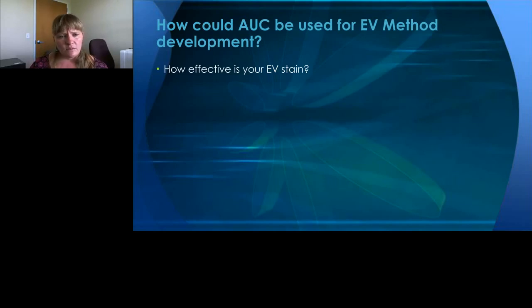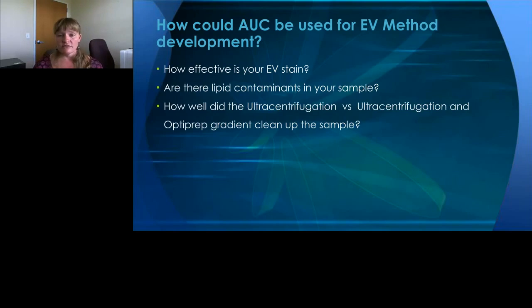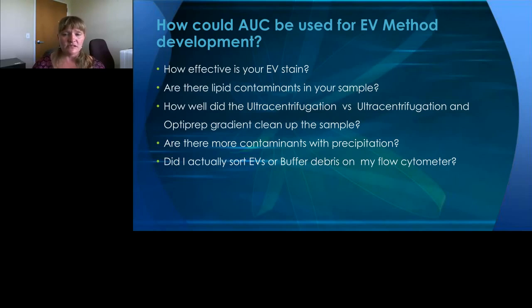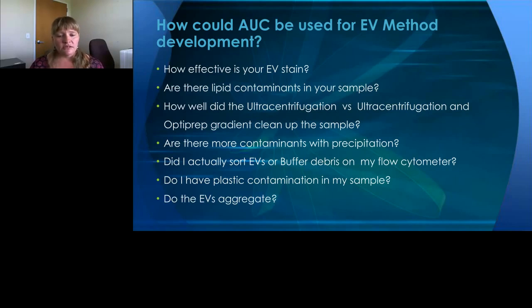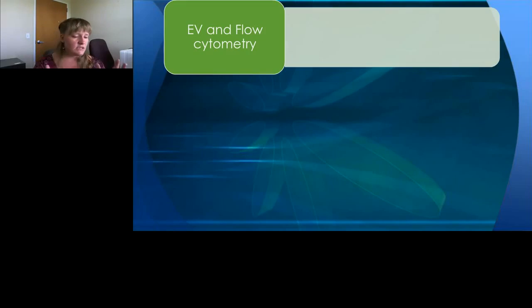You could determine, is there enough stain in our EVs? We'd have more absorbance. Are there lipid contaminants in your sample? How well did the ultracentrifugation versus the OptiPrep gradient with ultracentrifugation clean up your sample? Are there more contaminants with precipitation? Did I actually sort EVs or buffer debris on my flow cytometer? Do I have plastic contamination in my sample? Do the EVs aggregate? Instrument and fluorescence standards are required for effective EV analysis and sorting, using the AUC to look at this data and experimental controls.